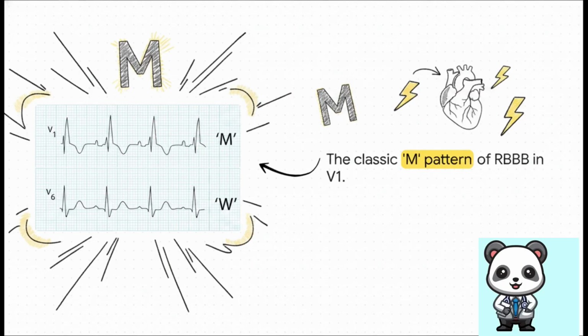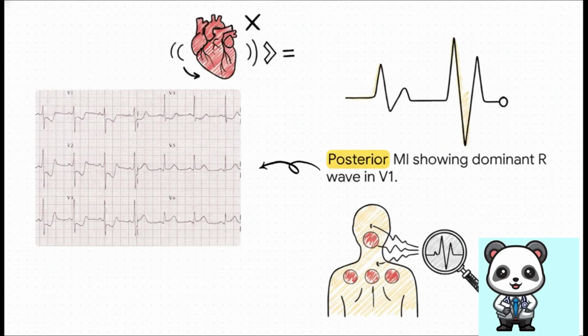Okay, moving to an electrical cause. This is a brilliant example of the unmistakable M pattern in V1. That tells you right away you're looking at a right bundle branch block. Here's why it happens. The electrical pathway to the right ventricle is blocked, right? So the left ventricle depolarizes first, and the right ventricle fires late. This delayed electrical signal traveling toward V1 creates a second, often even taller R wave, giving us that classic M shape. See the M in V1? You've got an RBBB.